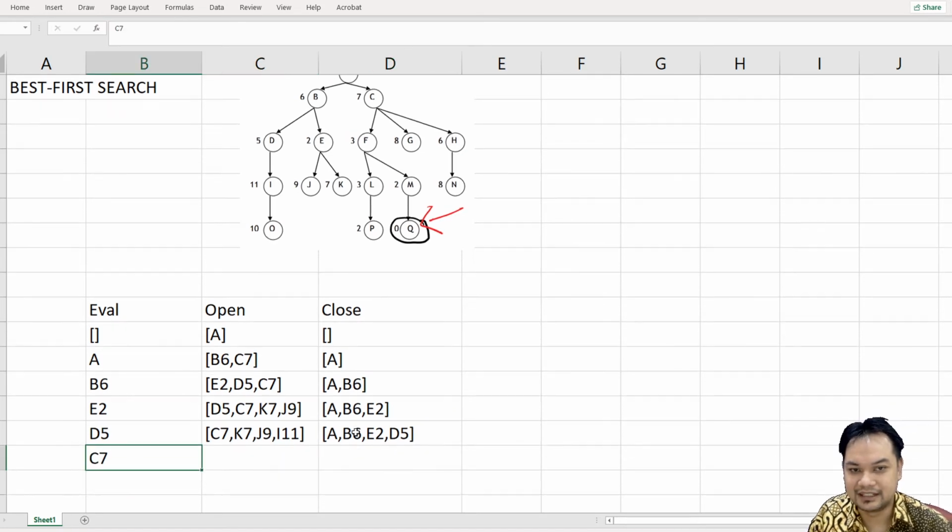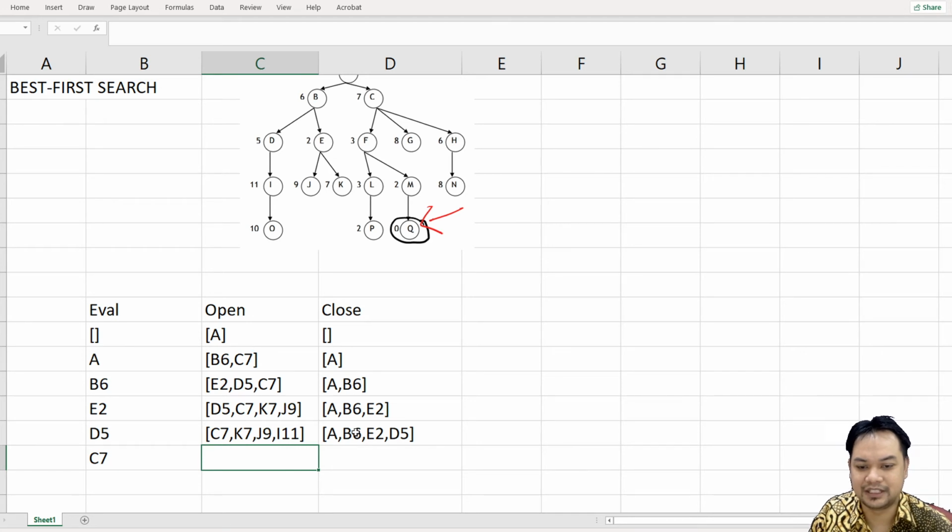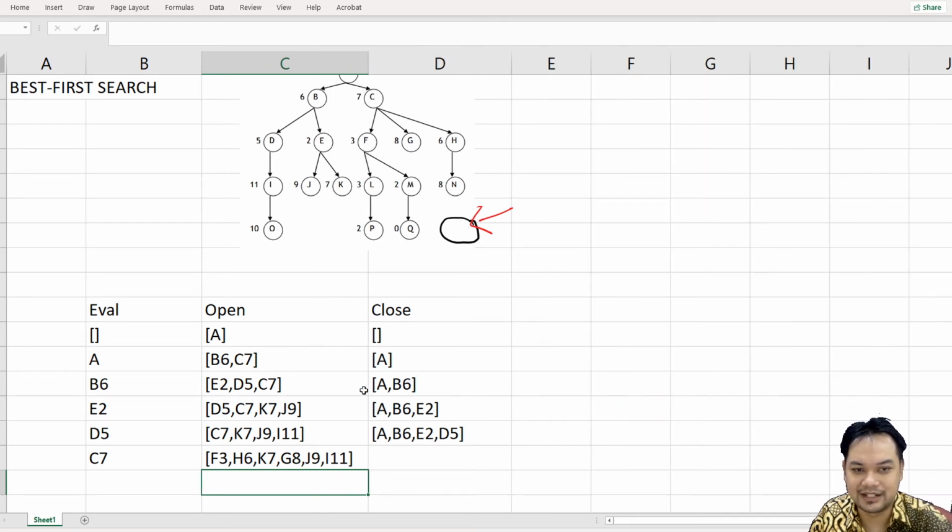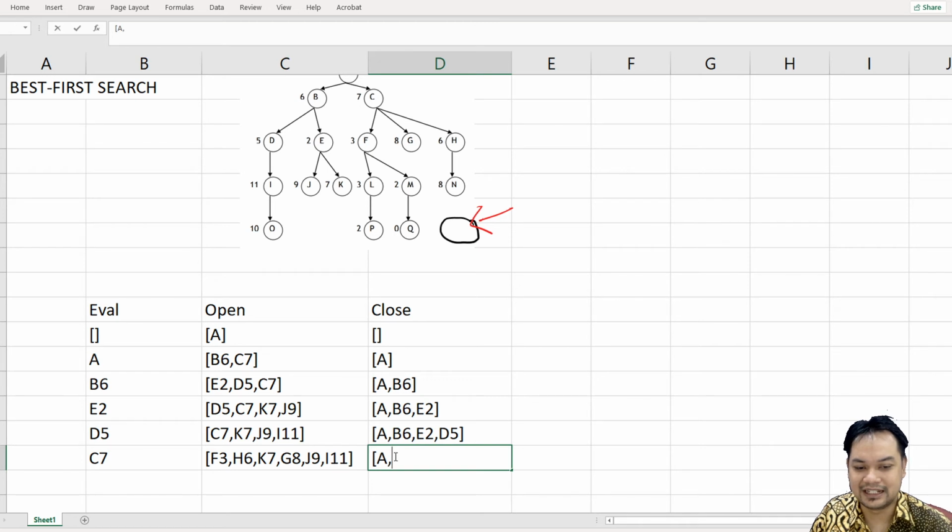Okay, next you have C7. So, under C7, you have F3. So, F3, right? K7, J, H6. Okay, H6. Okay, F3, H6, K7, G8, and then J9 and I11. Okay, this is the correct sequence. Okay, must follow the sequence. And then A, B6, E2, D5, C7. Okay, next F3.